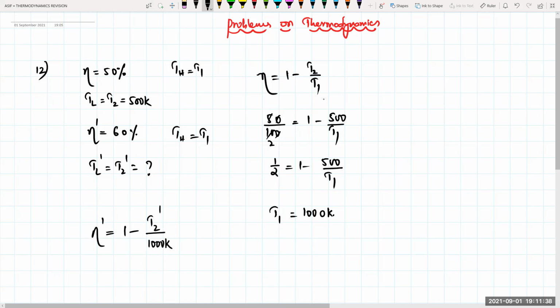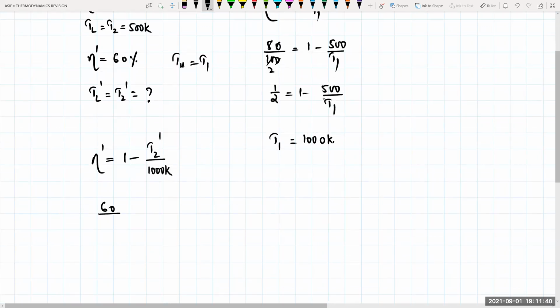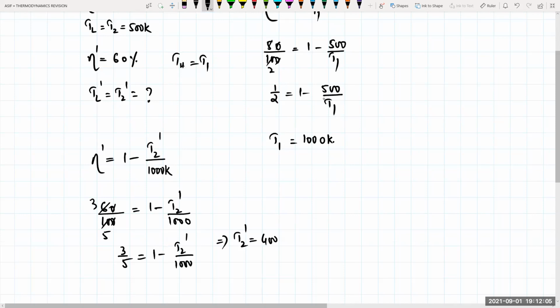Now efficiency is how much for me? 60%, he told. So 60 divided by 100 is equal to 1 minus T2 dash divided by 1000. So this one and this one will get cancelled. This will be 2 3s are 6, 2 5s are 10. So 3 by 5 is equal to 1 minus T2 dash divided by 1000 Kelvin. If I simplify it, T2 dash will be equal to 400 Kelvin. Is that clear? This is the way we do such types of questions. Clear?